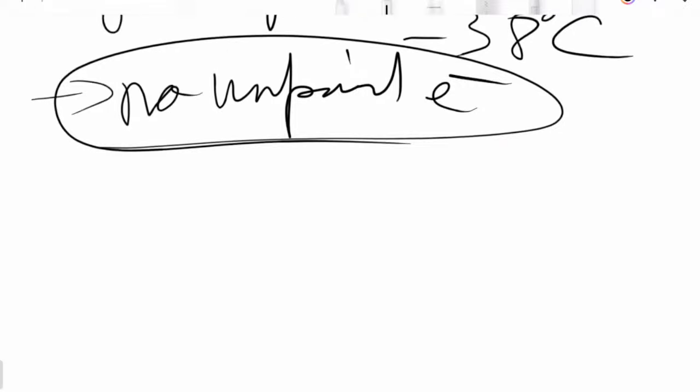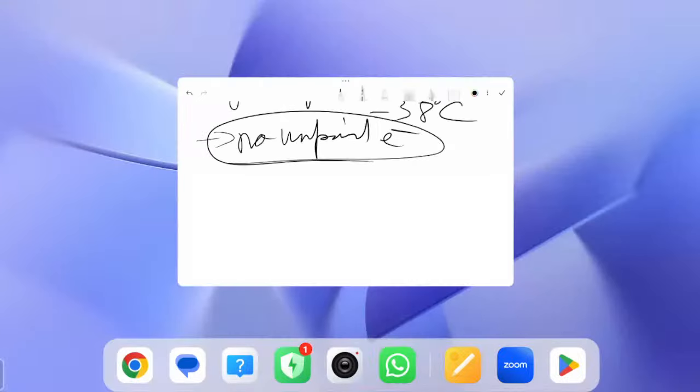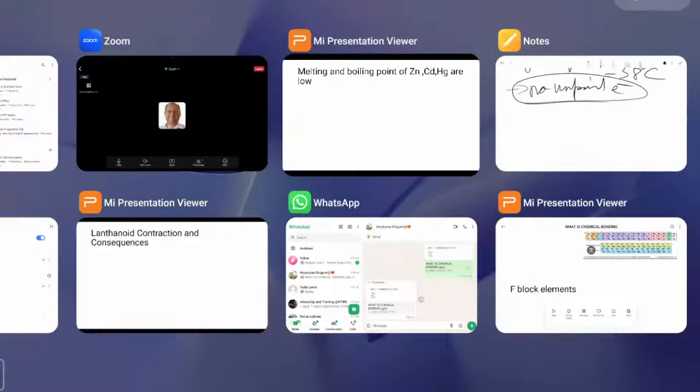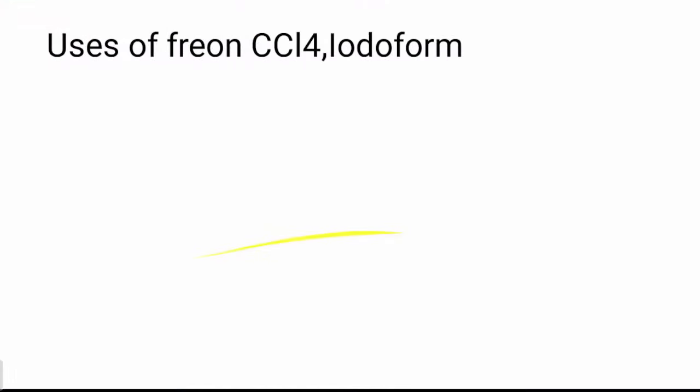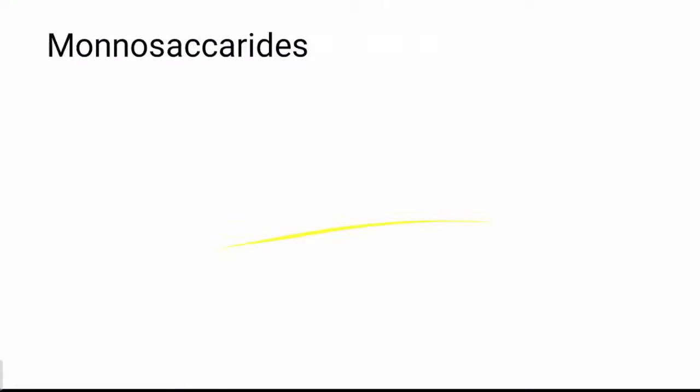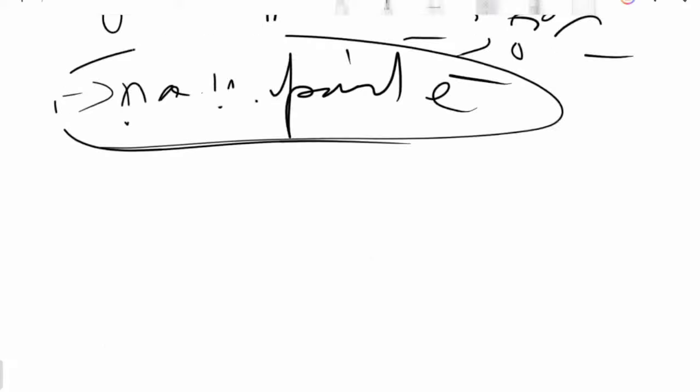Okay, so this was a quick question. The next question is about monosaccharides. This is a very interesting point, and there is a lot of content about monosaccharides. So let me explain in short.